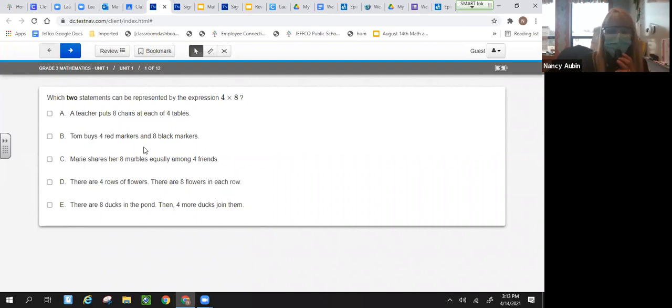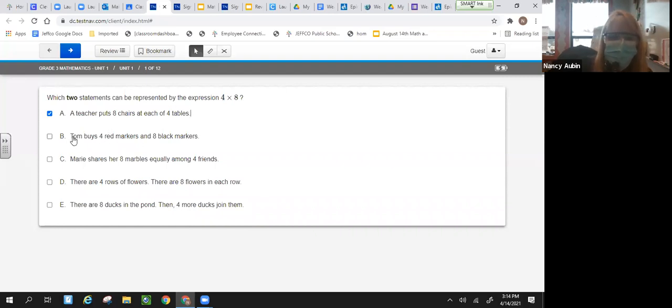So which two statements can be represented by the expression 4 times 8? Cooper, which two did you choose? And you can go back and look at your screen. Where's Cooper? There you are. So we had a teacher puts 8 chairs at each of 4 tables. Would that be the same as 4 groups of 8 or 8 groups of 4? Yeah, that's one of them. You should have gotten A. The problem with that one that made it tricky, I think that Elena and I were talking about, is they used commutative property. Because really that's not 4 groups of 8, but it is 8 groups of 4. And isn't that still 32? It's still gonna be 32, right?